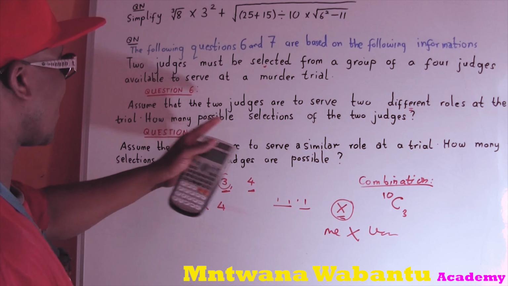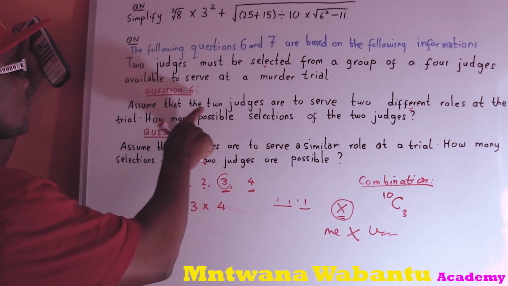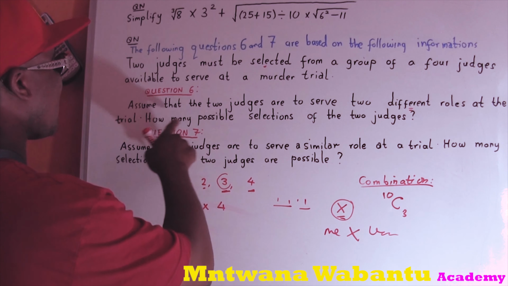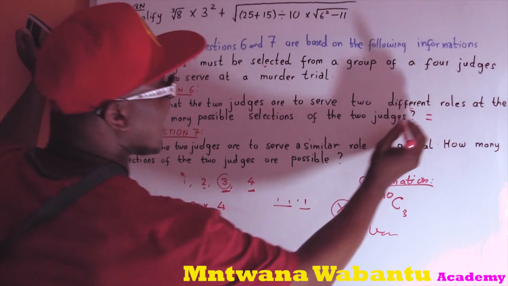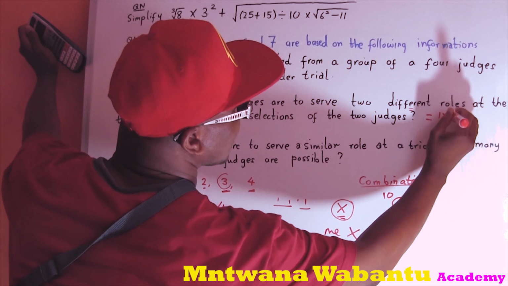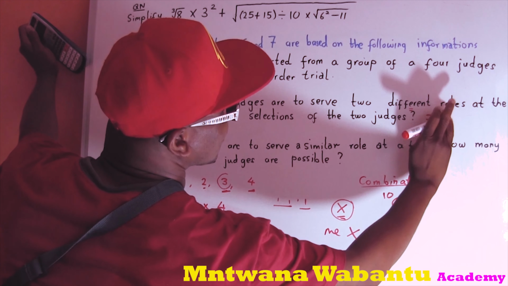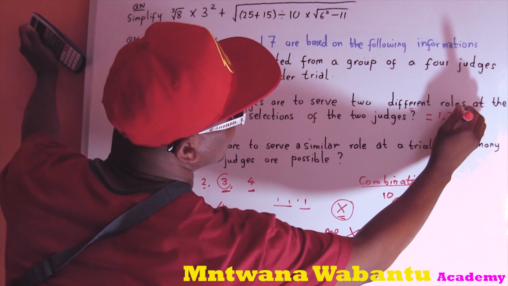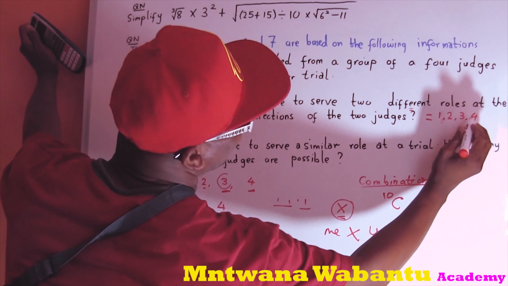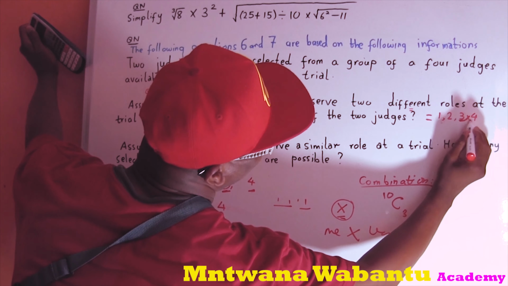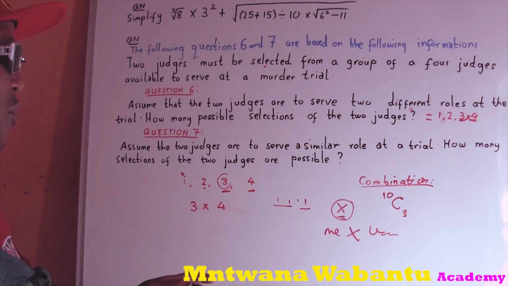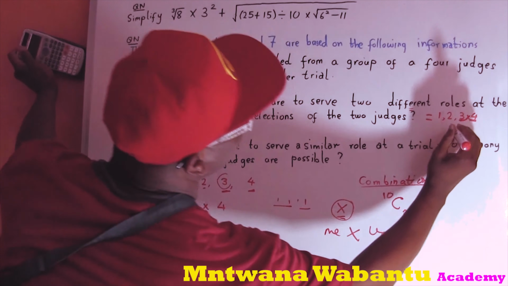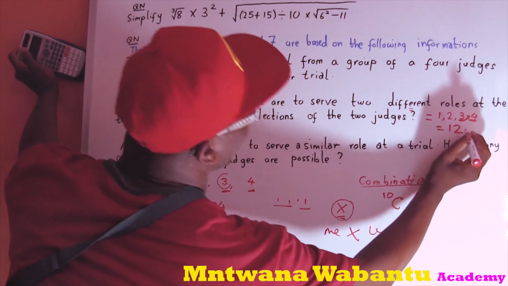So my answer for this question: assume that the 2 judges have to serve different roles, how many possible selections? I can write here, face 1, excuse me, 1, 2, 3 and 4. But what I'm going to take is 3 and 4, because I can't take 2 judges and 2 judges, like I said, because it's going to be a similar role. So 3 times 4 equals 12. So my answer equals 12.